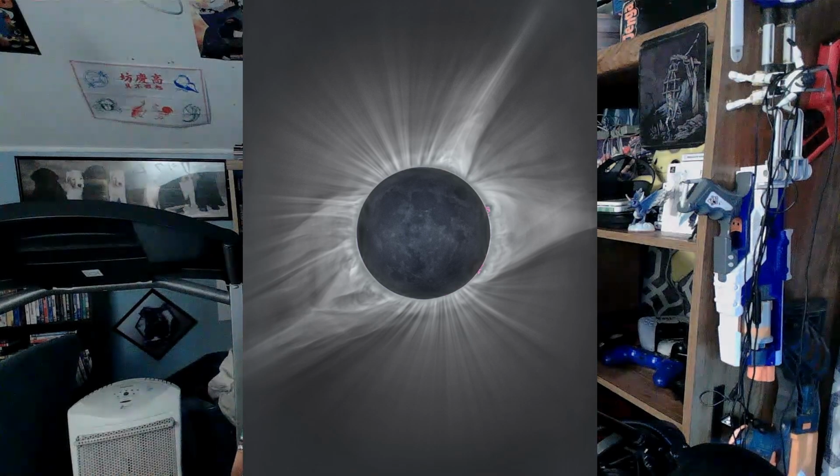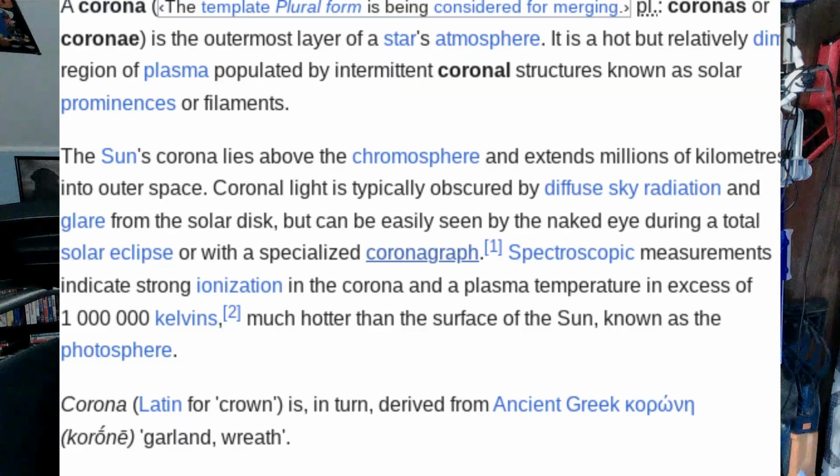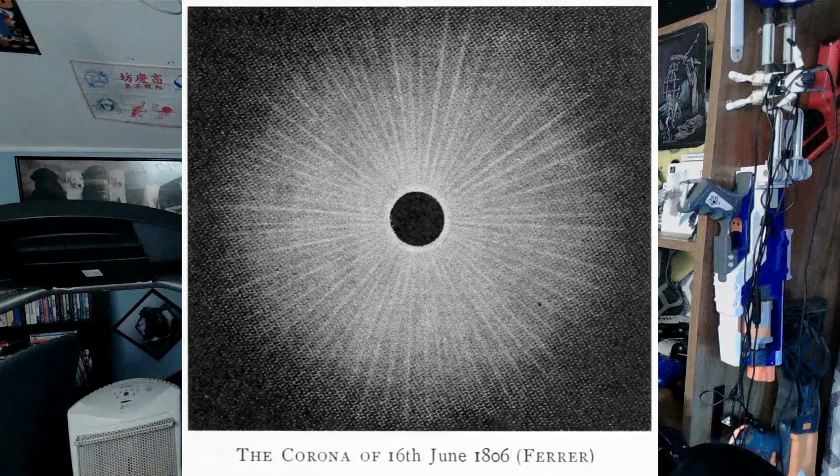It lies above the chromosphere and extends millions of kilometers out into our solar system. Coronal light is typically obscured by radiation in the atmosphere and the glare from the solar disk. However, this is easily seen during a solar eclipse. It's that outermost ring that you see during the eclipse.